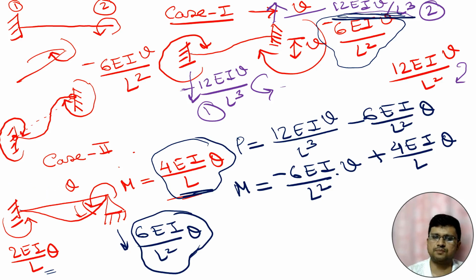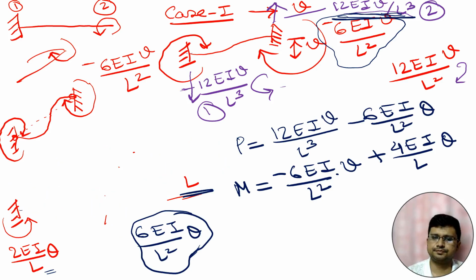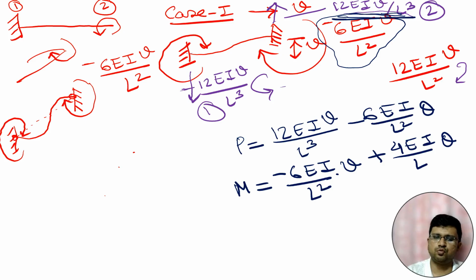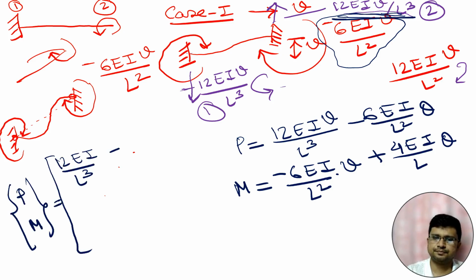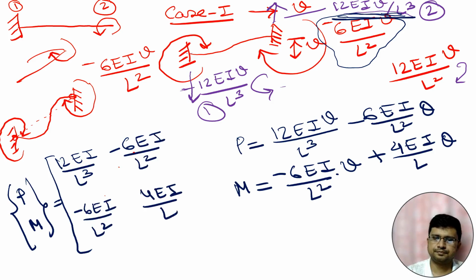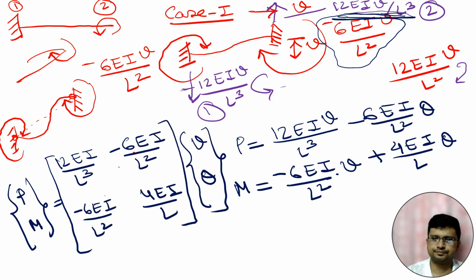So now if you want to develop the matrix, the matrix will look like this. Again, this particular matrix is a square matrix, because here our degree of freedom is 2. So this particular matrix is a 2 by 2 matrix. This matrix is a square matrix. This matrix is a symmetric matrix.